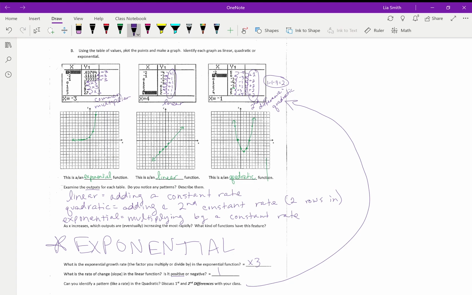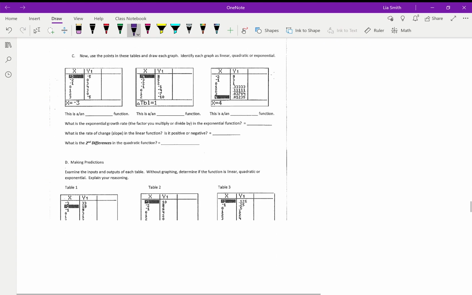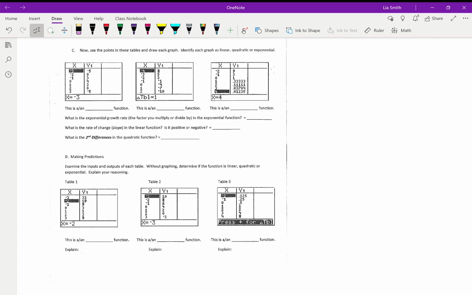Okay, I'm going to go ahead and pause. You know what? No, we're really close. We're going to do one more page of this, and then that's it for today. So we've got part C down here. It says, now use the points in the table and draw each graph. Identify each graph as linear, exponential, or quadratic.